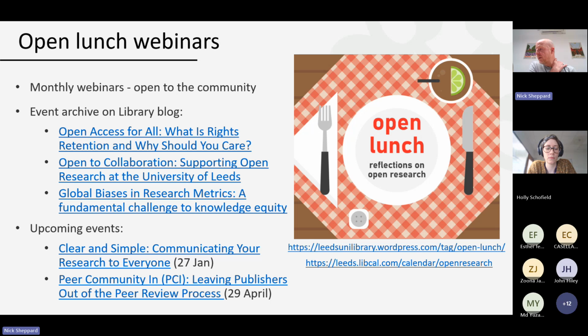And there's a third one that's not on there yet, but Peer Community In is an interesting initiative as well. This is PCI, basically an open peer review platform that the University of Leeds supports financially. So again, you're very welcome to come along to that on the 29th of April and keep your eye out for any future events. And as I say, the archive is available on the library blog as well.